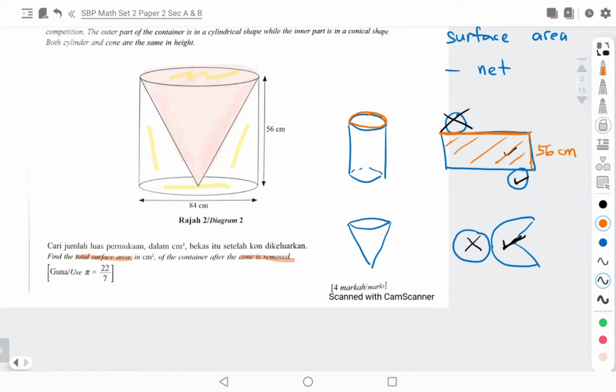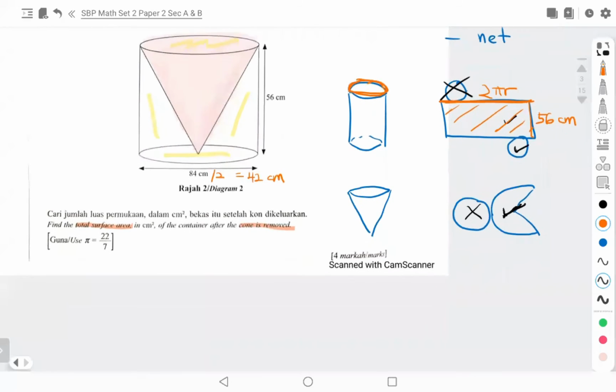Okay, so the length over here is actually the circumference. Formula is 2 pi r. Okay, for the radius, you have to divide it by 2. 84 divided by 2 is 42. So you just substitute only.